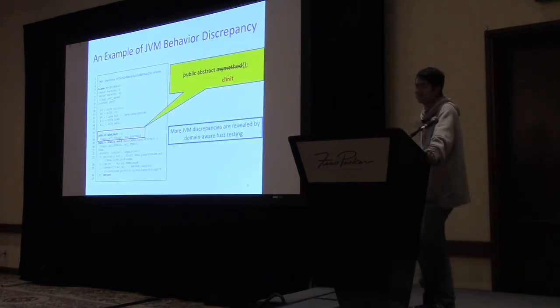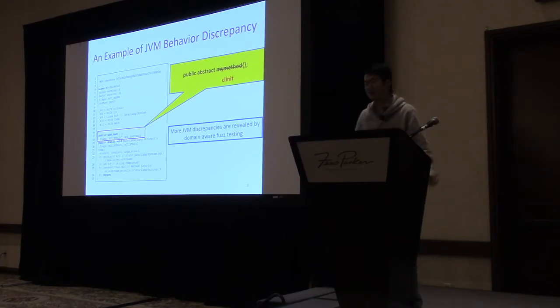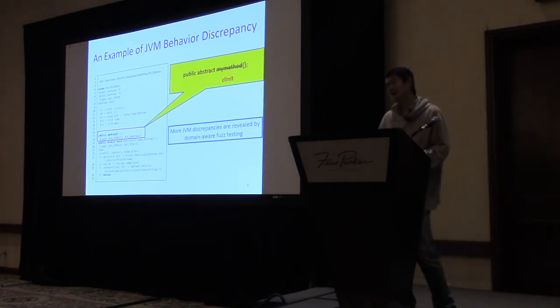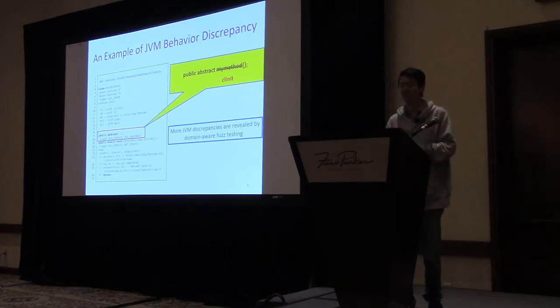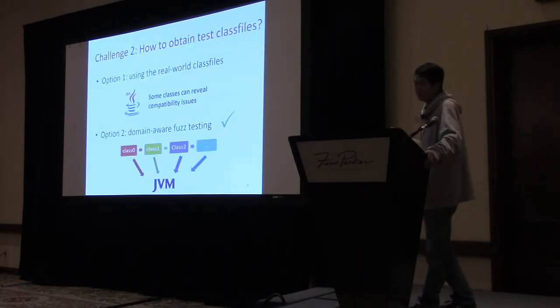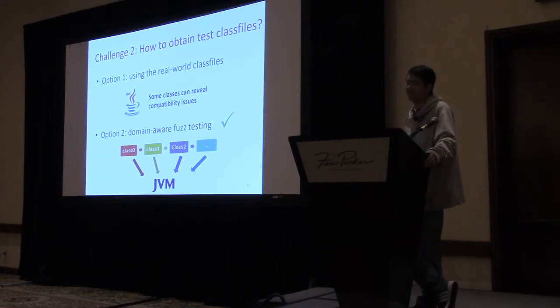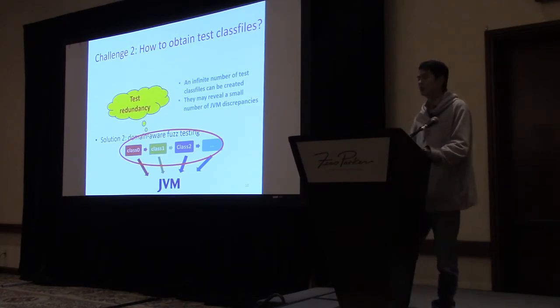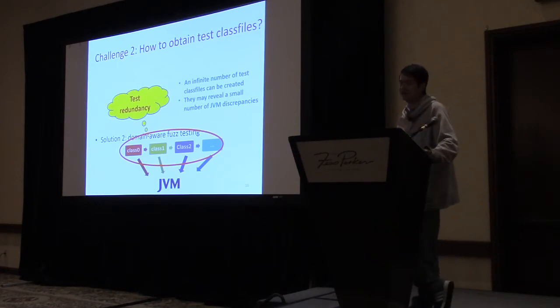Let's revisit the previous example. The class can be created by renaming one abstract method as the class initialization method. It can also be created by some other mutation activities. We even found that domain-aware fuzzing is effective. We have found more than 62 discrepancy-triggering classfiles within 3 days, which will be presented in the evaluation part. So domain-aware fuzzing allows a large number of test classfiles to be produced, including many invalid and unexpected ones. However, it's easy to create a problem of test redundancy. A large number of test classfiles can be created, while they may trigger only a very small number of JVM discrepancies.